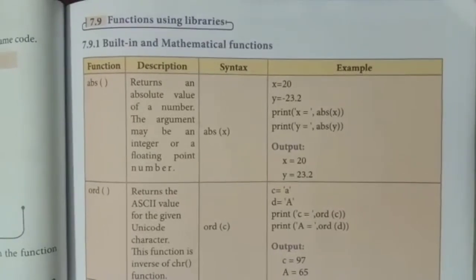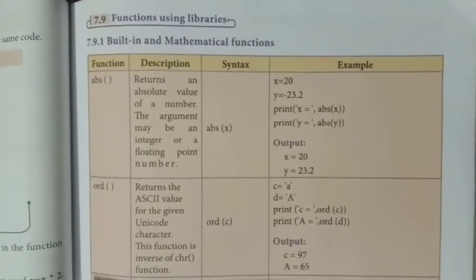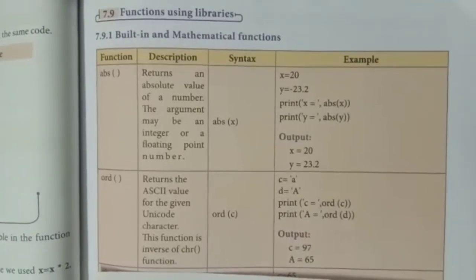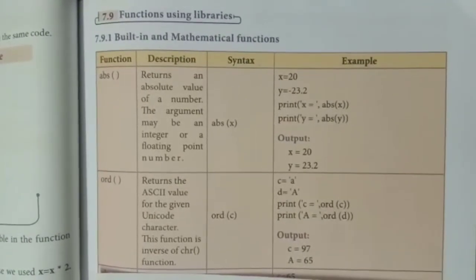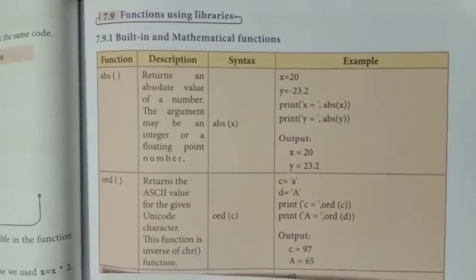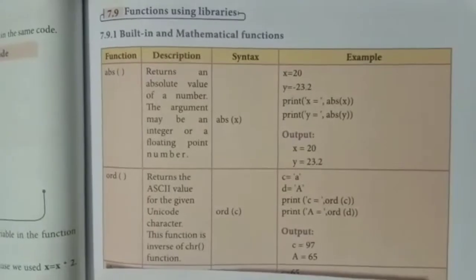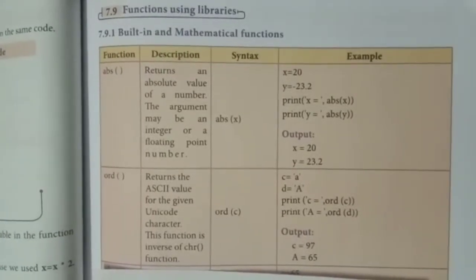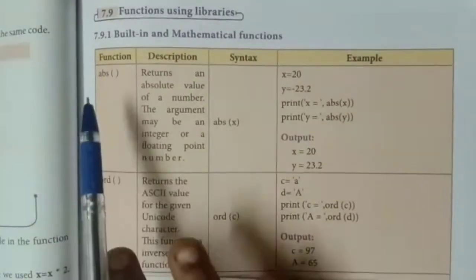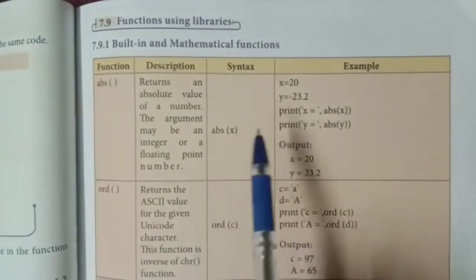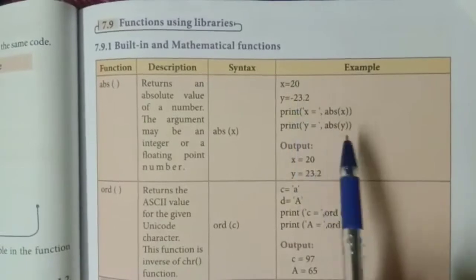Next one is functions using libraries, that is built-in functions. A built-in function is already created and available. If you are going to work using that particular function, you have to use it in your program. We will see what these built-in functions are. First one we have is ABS, absolute value, which means that it will return the absolute value.